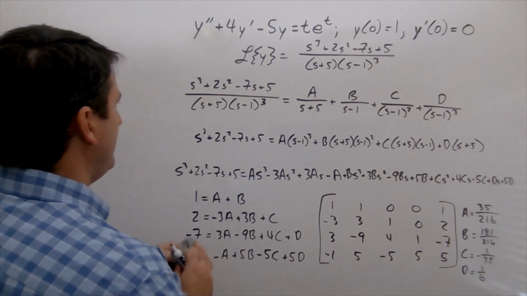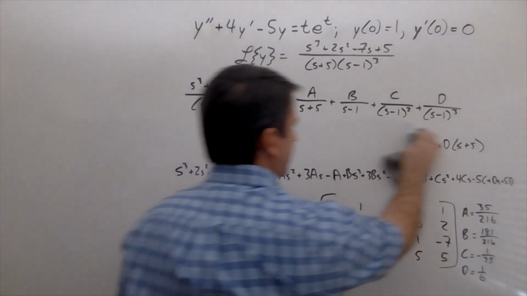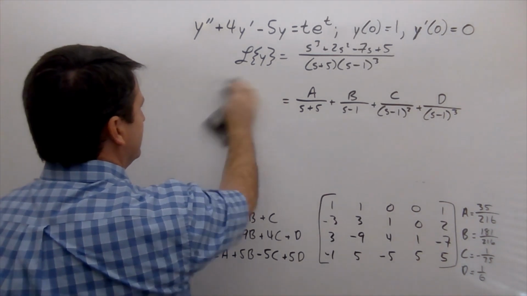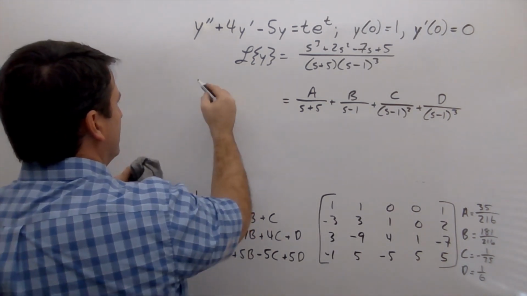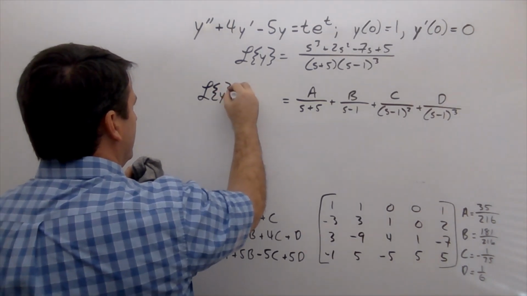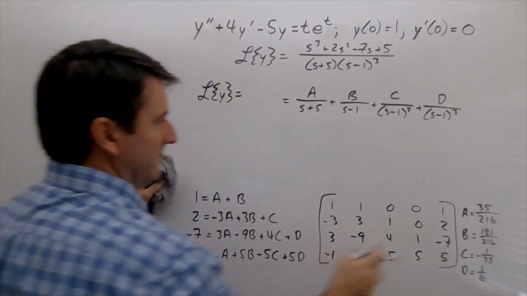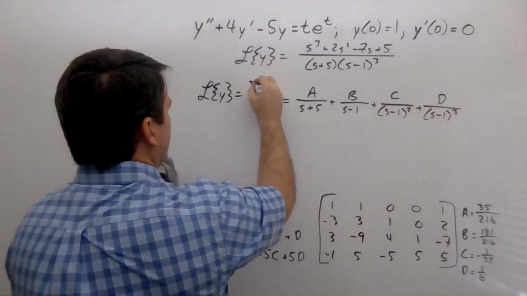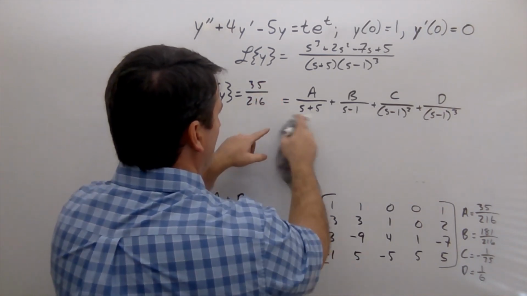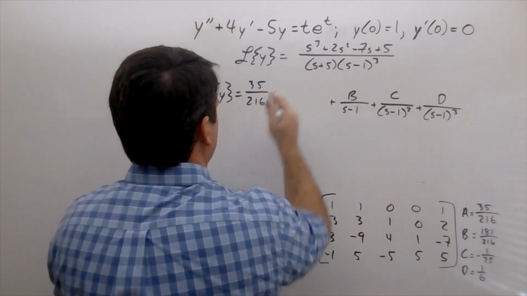So let's go back up here, and now let's rewrite this. Our Laplace transform of y is going to be equal to 35 over 216 times 1 over s plus 5.